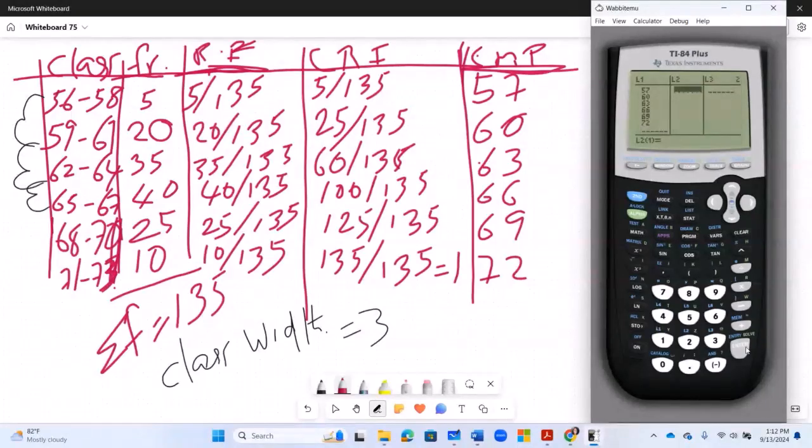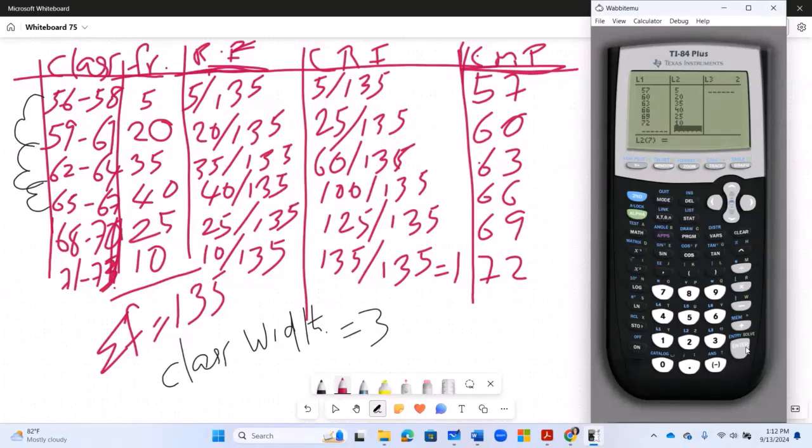So I go to L2. L2 will be my frequency. Frequency of the first class is 5, enter. Second class is 20. Third class is 35. Fourth class is 40. Fifth class is 25. Last class is 10. When I finish, I eyeball what I put in again because it's important to make sure you check what you put in. If you wait to check it at last time, then you're already working with wrong numbers. Okay, and the horizontal are on the same level.